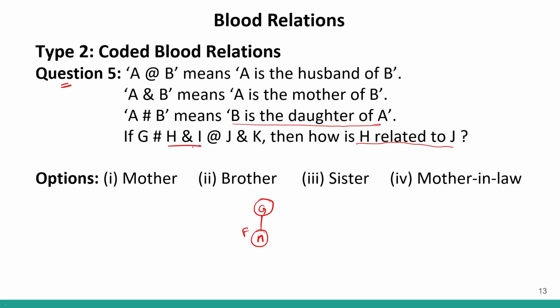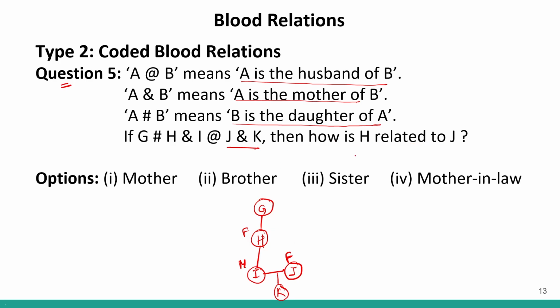Right? H and I means H is the mother of I. So I's gender is unknown, but H is female. That is already confirmed. Okay. I at J means I is the husband of J. If I is the husband of J, I would be male, J would be female. Correct? J and K means J is the mother of K. If J is the mother of K, that means I and J have a child together called K, but the gender of K is unknown.